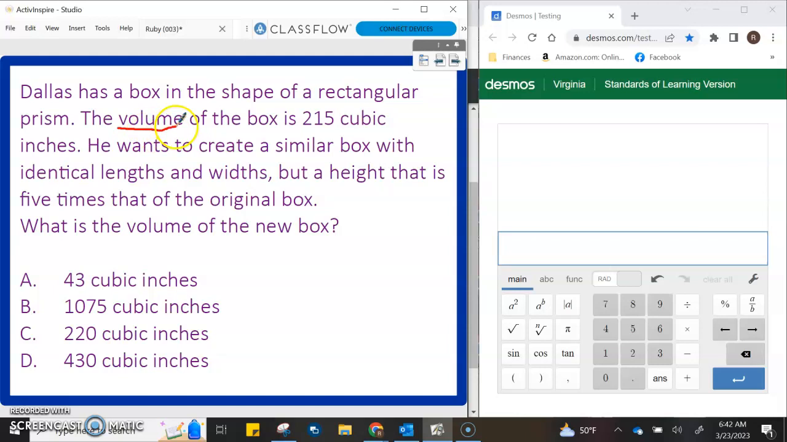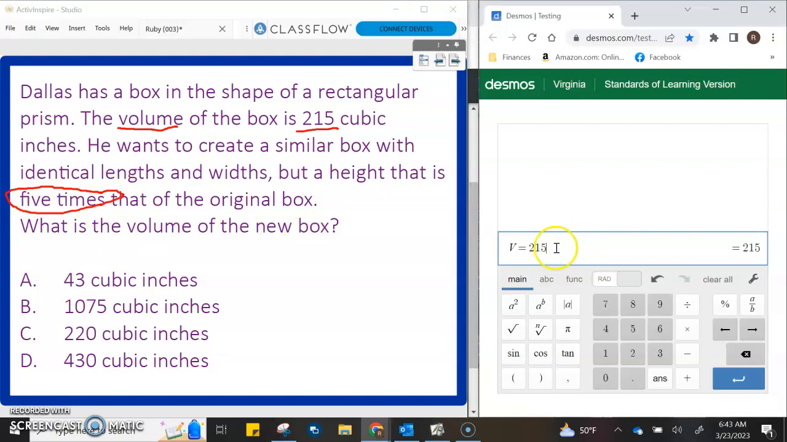When they give you the volume, go ahead and type in volume equals, because you're probably going to have to multiply that by something, okay? So the volume was 215 cubic inches. He wants to create a similar box with identical, that means the same, length and width, but the height is 5 times bigger. What's the new volume?